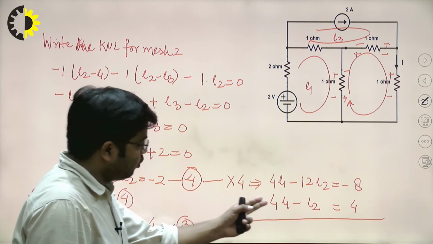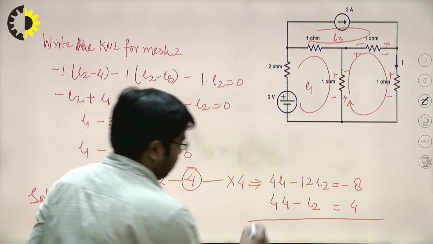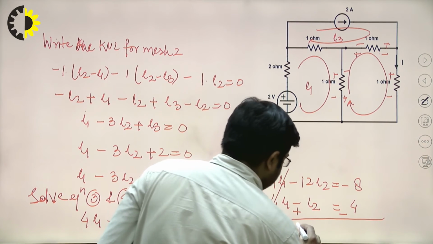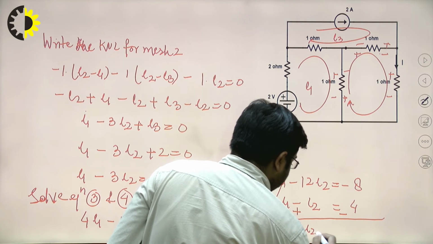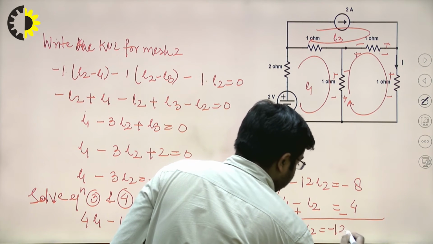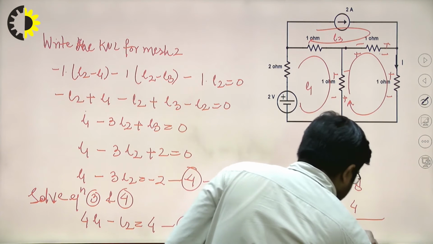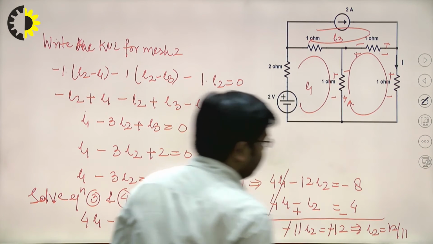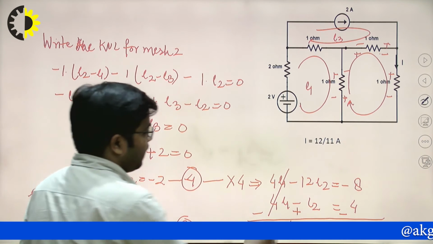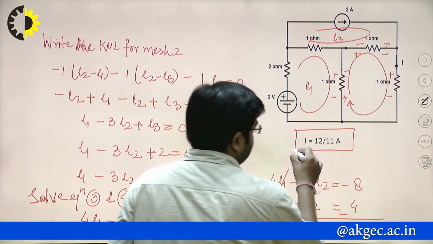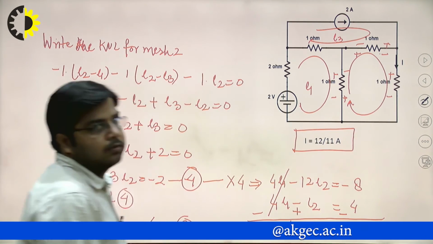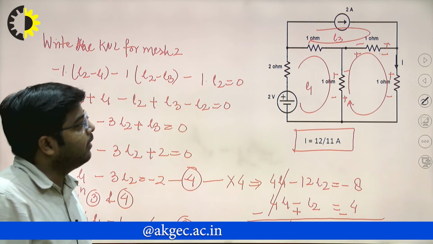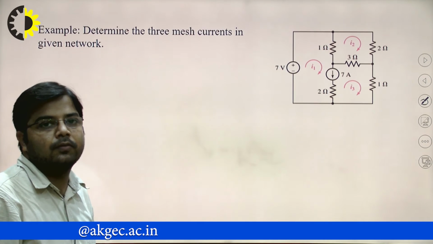Now subtract equation number 3 from 4. Minus plus minus, so the 4I1 terms will get cancelled out. This will be minus 11I2 is equal to minus 12. So I2 is nothing but 12 by 11. So this is the current through the 1 ohm resistance. This way you can find the current using mesh analysis.